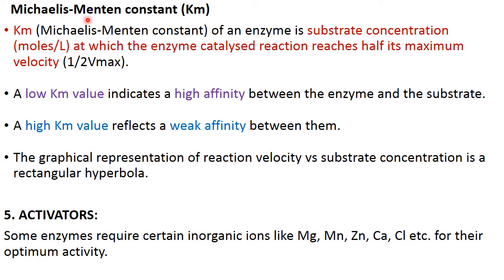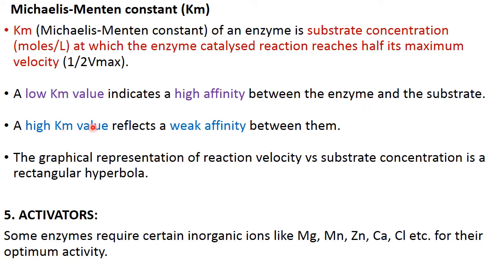That is Michaelis-Menten constant Km. What did we say Km is? Km of an enzyme is the substrate concentration at which the enzyme catalyzed reaction reaches half its maximum velocity, that is half Vmax. And we also said कि एक low Km अगर होगा, that indicates high affinity. अगर high affinity है तो binding between the substrate and the enzyme will be quicker. So it will reach half of its maximum velocity much faster, and it will have low Km. So that shows high affinity between the enzyme and the substrate.